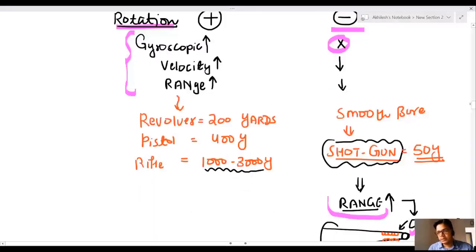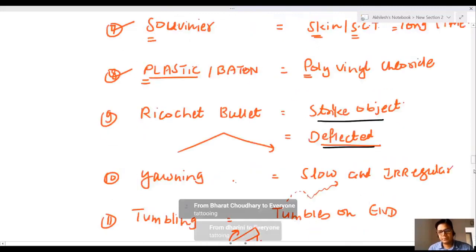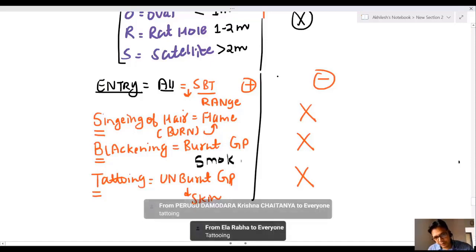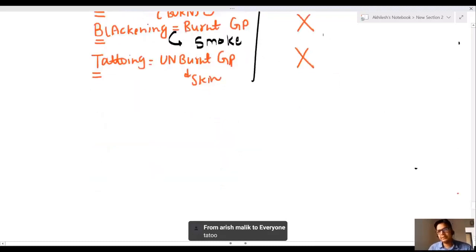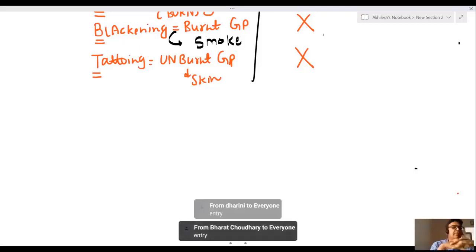Very good. Unburnt gunpowder deposited surrounding the entry wound forms, yes, it is tattooing. Absolutely right, friends. Tattooing. Muzzle impression is seen in entry wound or exit wound? Muzzle impression can be seen in entry, because exit में तो muzzle impression होगा ही नहीं.